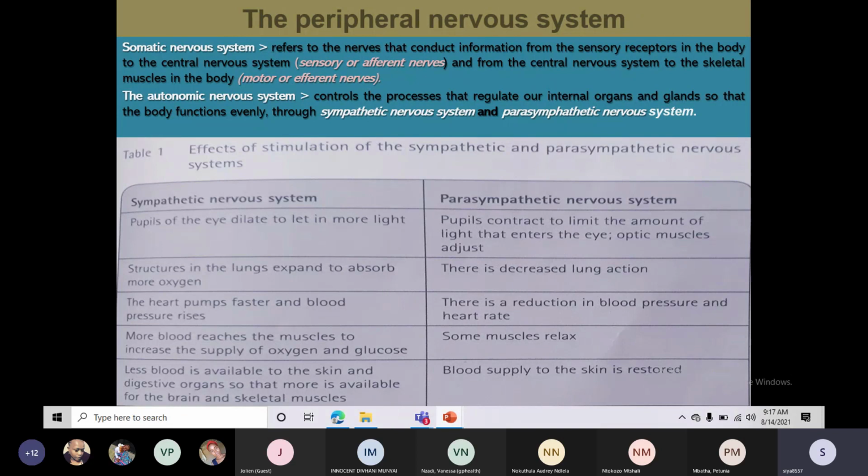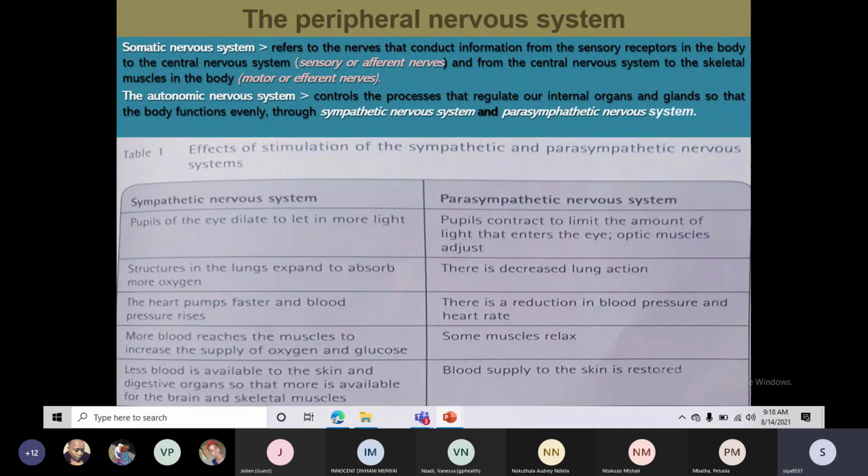At times when you're too excited, more blood reaches the muscles to increase the supply of oxygen and glucose. Less blood is available to the skin and digestive organs, so that more is available for the brain and the skeletal muscles. For example, in this case, they say less blood is available to the skin and digestive organs, so that more blood will be available for the brain and skeletal muscles.